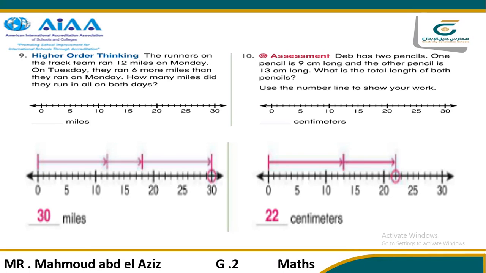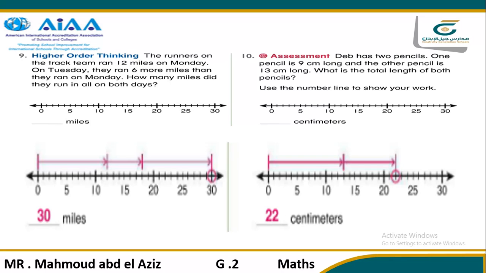On number line, you will start from 0 point. And you will go to number 12 first. And add 6. It will be 18. And add another 12. It will be 30.